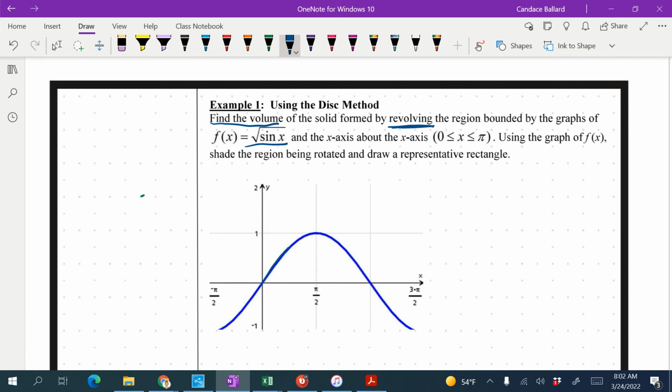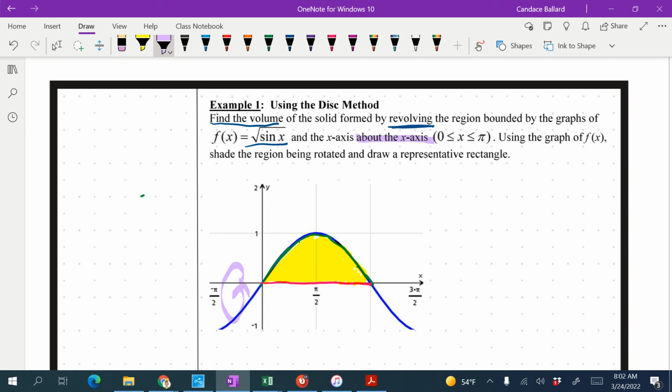So here's our first graph here, in a different color. And the x-axis. So I'm also using this as a boundary, which means that the cross section, or the top minus bottom that we are revolving, is that yellow area right there. It's also going to give you some information about what you're revolving around. So it says about the x-axis, meaning I'm revolving around the x-axis.